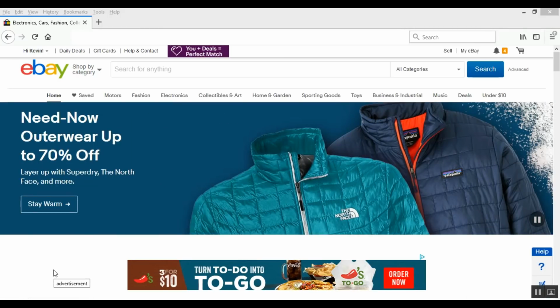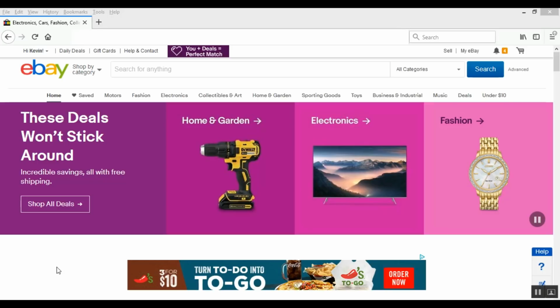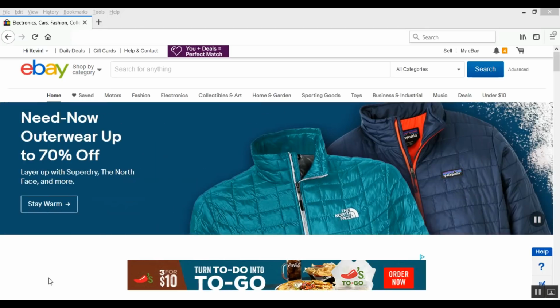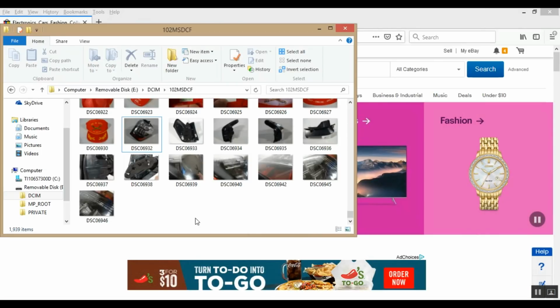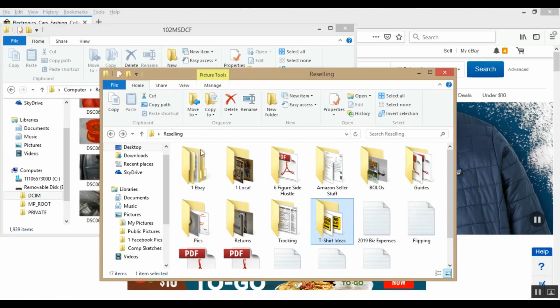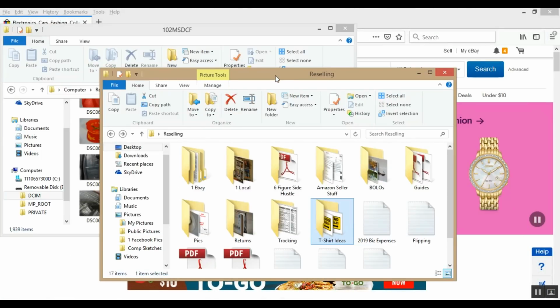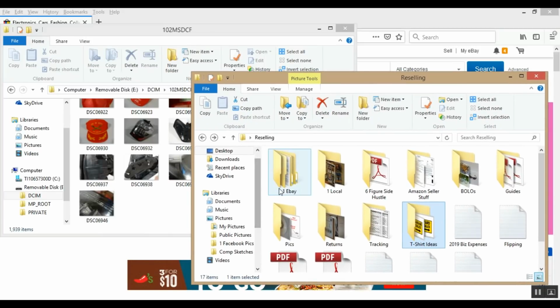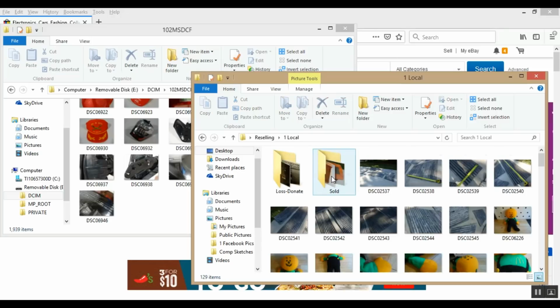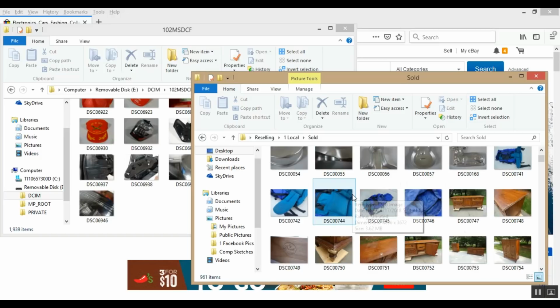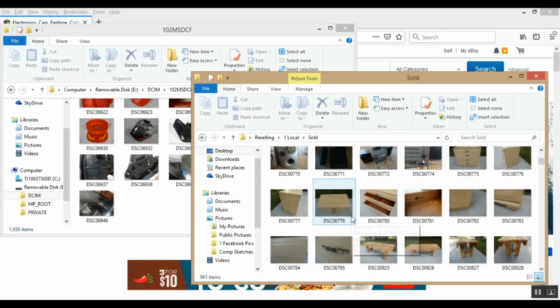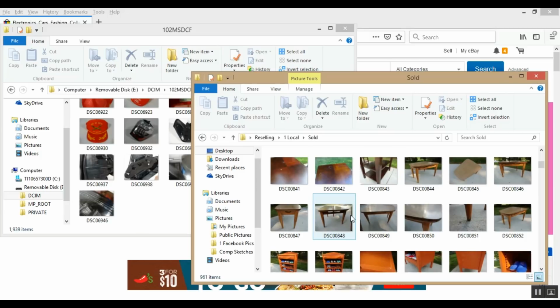But first, I need to take the photos off the card I took out of my camera onto the computer, so I'll show you some of that too. So here are the pictures that were on my card, and I have a folder on my computer I call reselling, and I put my local pictures in one folder and eBay pictures in another. So local is going to be all my local items. Whenever they sell, I then drop them into the sold. So you may recognize some of these items that I've sold in the past. I keep pictures of everything.